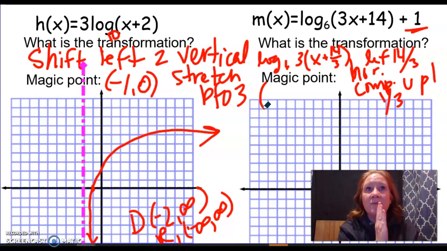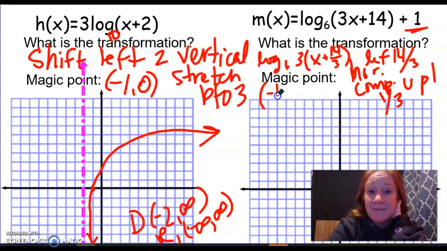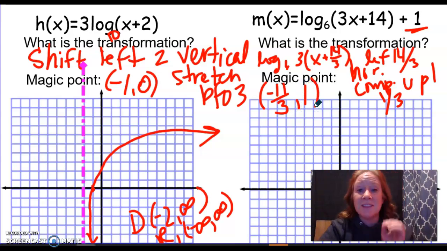Okay, so my magic point now therefore, oh gosh, well it started at 1 and then goes back 14 thirds. I'm doing the math in my head. So back 14 thirds, so back 11 thirds, and up 1. Okay, I'm going to pause and quickly check that math to make sure I did it right, because my brain is tired.